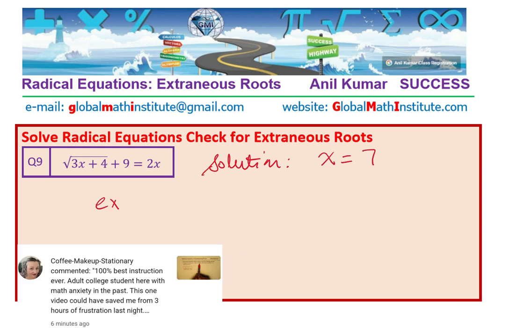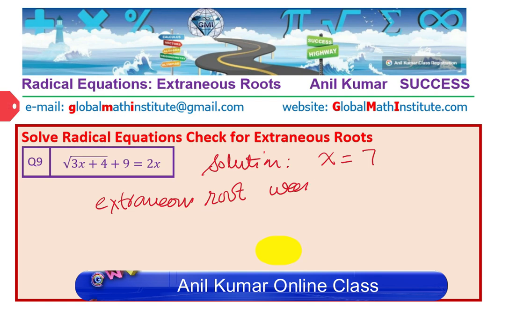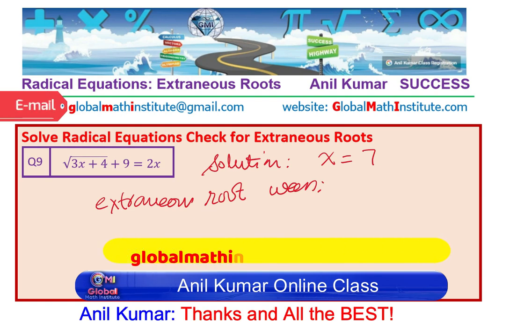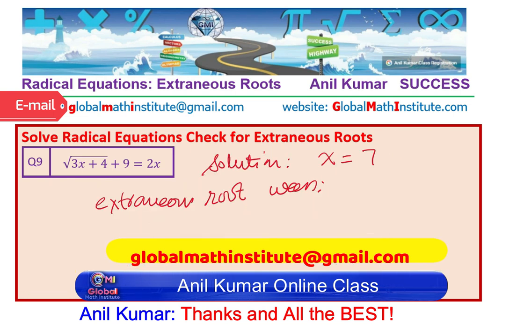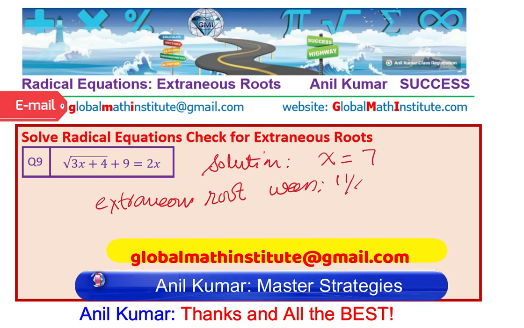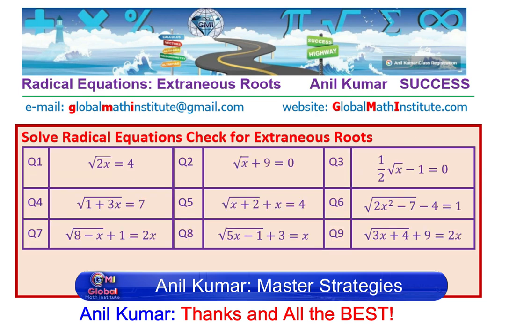And the extraneous root was 11 by 4, right? So this is the only solution for this equation. So with that, we have actually answered all the 9 questions which we started with, right?